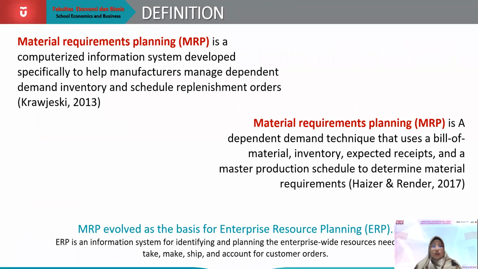So what is MRP? MRP is a computerized information system developed specially to help manufacturers manage dependent demand inventory and schedule replenishment orders, as stated by Tawarowski in 2013. There is also a definition from Heizer and Render: MRP is a dependent demand technique that uses a bill of material, inventory, expected receipts, and a master production schedule to determine material requirements.